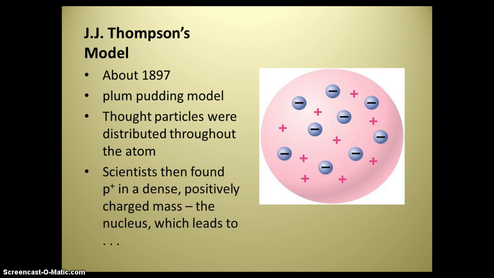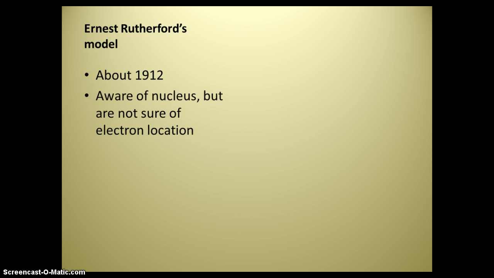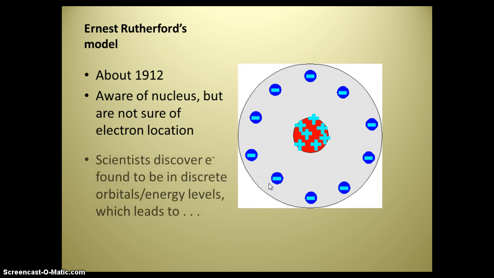And scientists then found that there was a positive charge in a dense mass, the nucleus. That gives us Rutherford's model. So Rutherford found this model about 1912. He was aware of the nucleus, but he wasn't really sure where the electrons were. So he knew that the nucleus was here based on his gold foil experiment. I've already talked about that. And he just thought the negative charges were wherever on the outside.